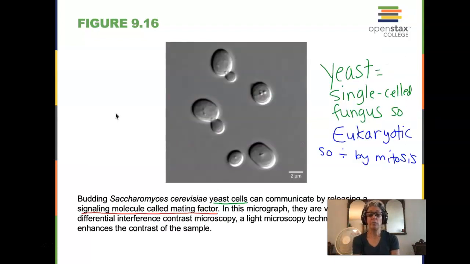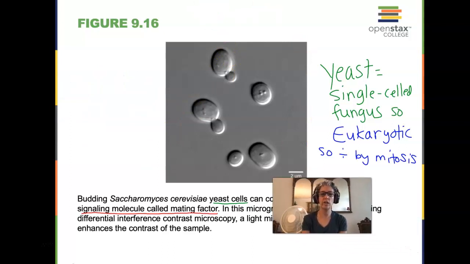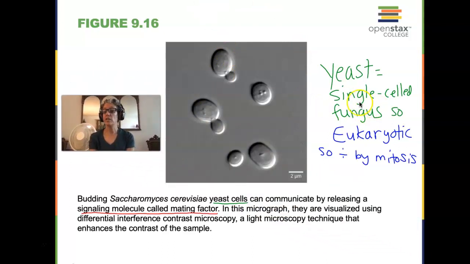And our last example of eukaryotic signaling is yeast. They are single-celled fungi. Because they're a fungus, they are eukaryotic. If they're eukaryotic, the way they divide is by mitosis. These happen to be Saccharomyces cerevisiae, the genus and species that are used in fermenting alcoholic beverages. They typically divide by mitosis and do so by budding.